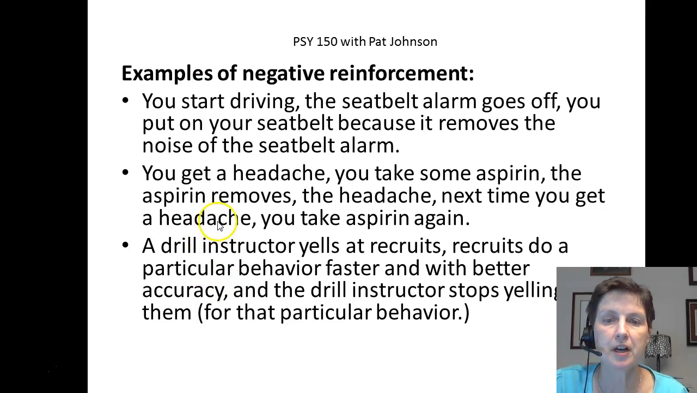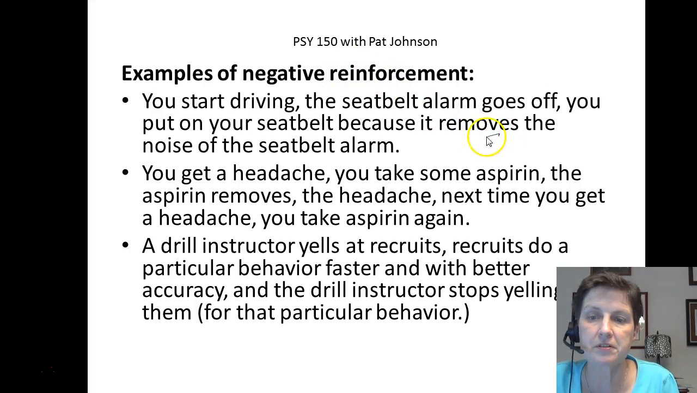Here are some examples of negative reinforcement. You start driving, the seatbelt alarm goes off, and you put on the seatbelt because it removes the noise of the seatbelt alarm.